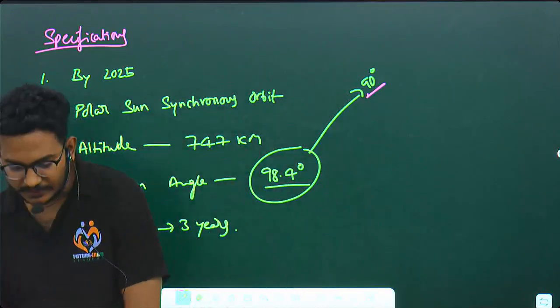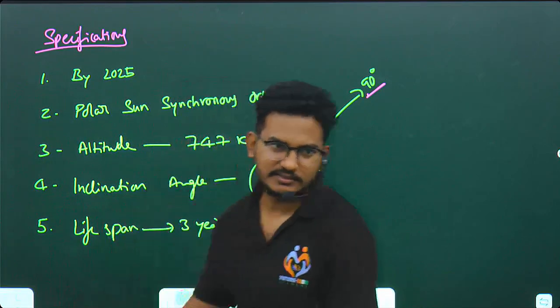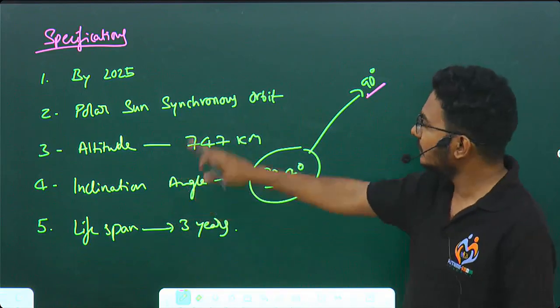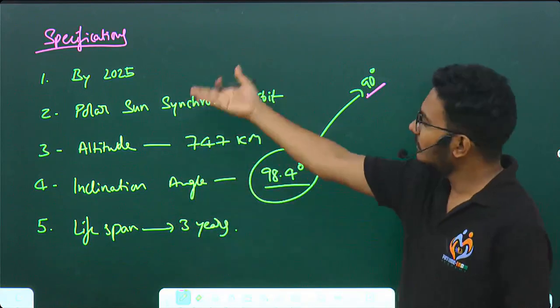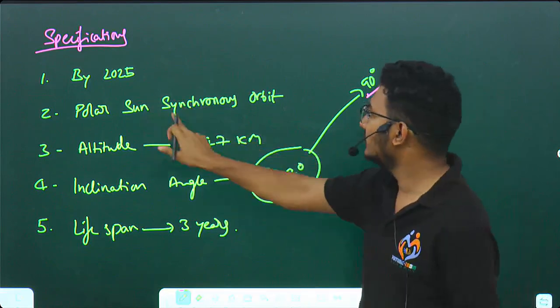It will scan the entire globe in 12 days. Okay. See, soon they're gonna launch this satellite. Now that will come into your current affairs. Now in the current affairs, these points only there. One is by 2025, this will be eliminated because already launched. Second point is polar sun synchronous orbit.